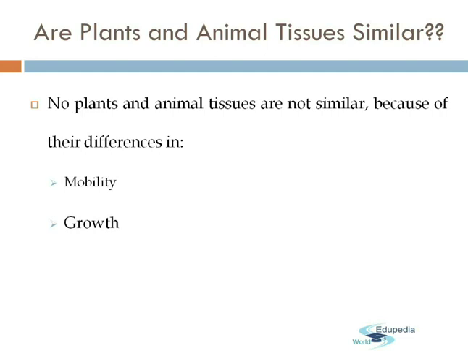Second is growth. We have a limited growth as human beings, or animals have a limited growth. But a plant can be very tall. Some of the plants are so high that we cannot even imagine of, and they are continuously growing throughout their life. Next is the structural organization. Of course, we are very much different from the structural organization of the plant.